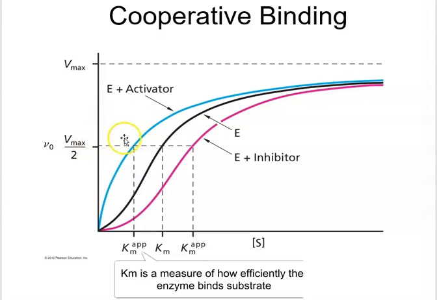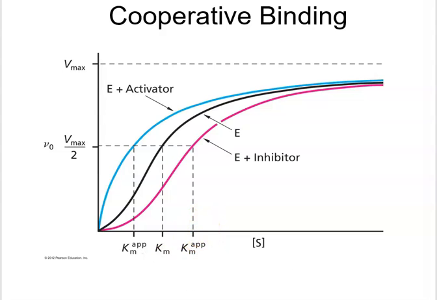You can see half of Vmax, right? As we inhibit it, it's going to go to the right. That means the Km value is increasing. That means it's less effective. It's less effective at binding. The activator is going to give us a more hyperbolic curve and a better apparent Km, whereas an inhibitor is going to give us a larger Km number and a worse Km.